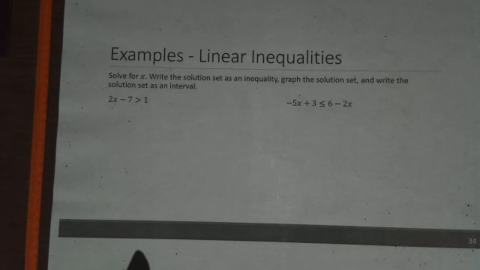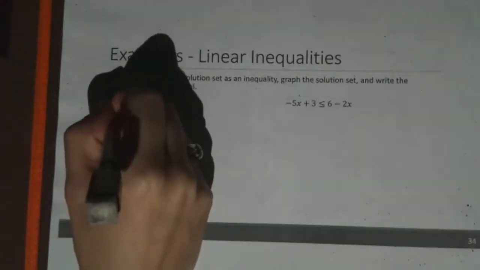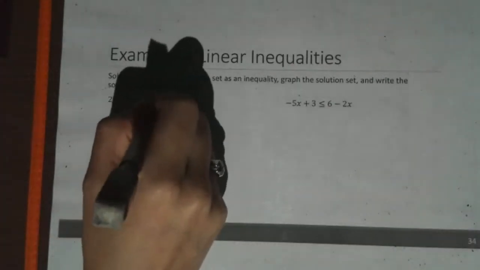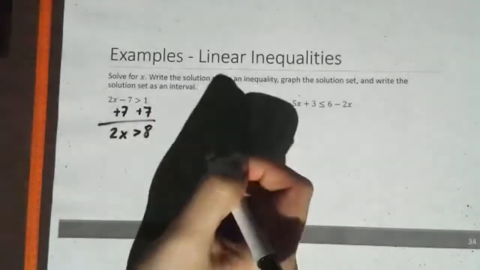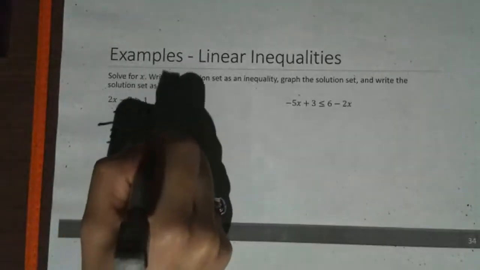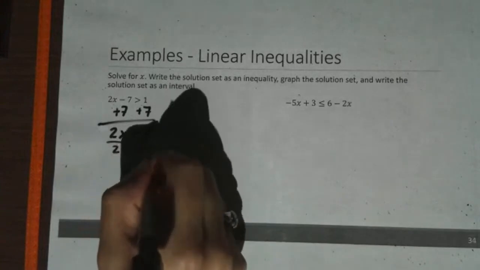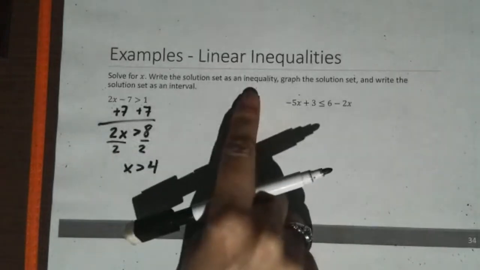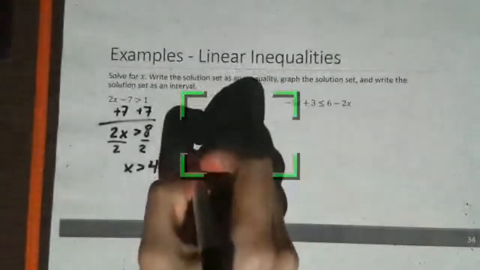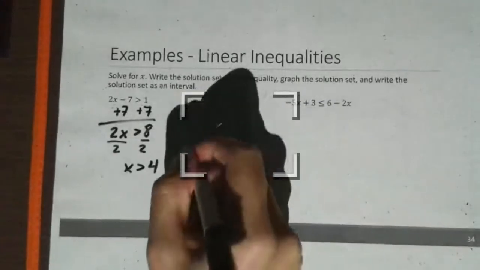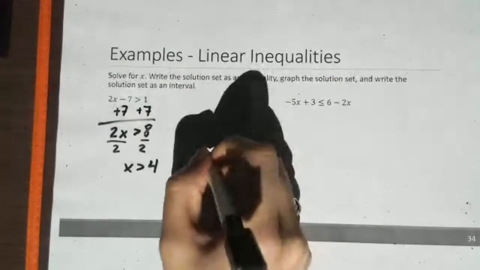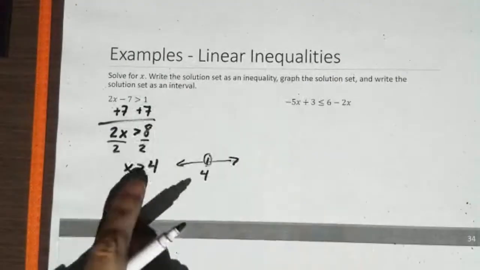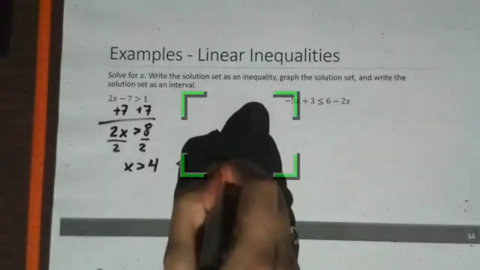I'm going to solve it just like I solve an equation. Add 7 to both sides. 2x is greater than 8. Divide both sides by 2. x is greater than 4. That's written as an inequality. I want to graph it. So at 4, I'll have an open circle, and I want the ones greater than 4, so I'll shade to the right.